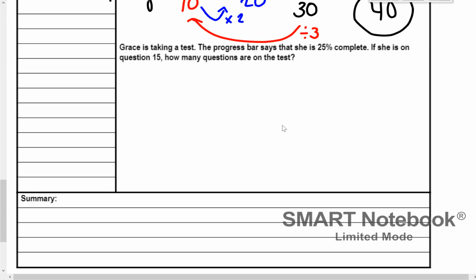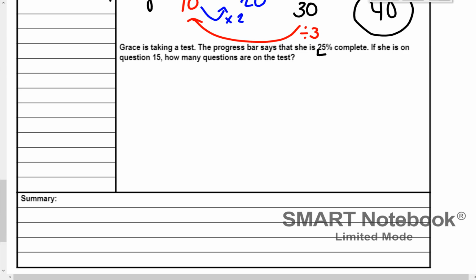All right, so let's start off with the information. Grace is taking a test. The progress bar at the top. So like think about big ideas. It tells you up at the top of the screen how many problems you've completed, and sometimes your test will say the percent that you've completed, like a standardized test or something. So it says that she's 25% complete. If she is on question 15, how many questions are on the test?